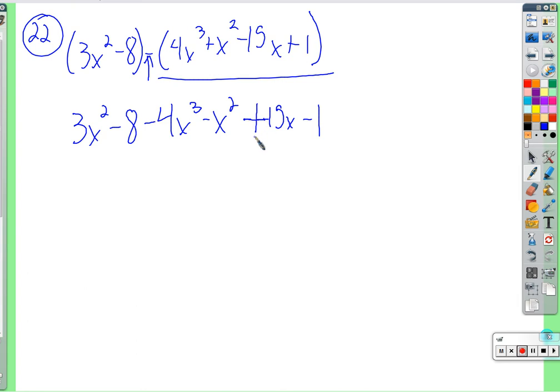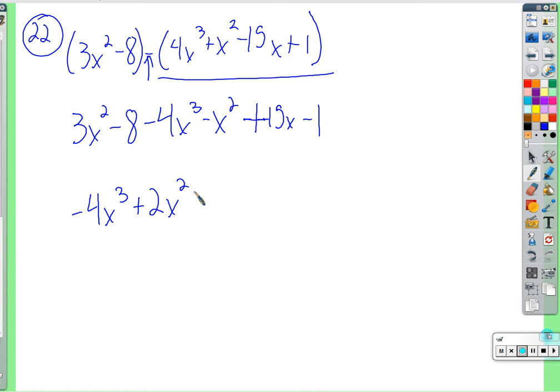And it's not that this is the right way, but it is the traditional way right now that we're going to collect like terms, and that would be to start with the highest power of x and then work our way down. So the highest power of x is what? 3. Highest power of x is 3. Are there any like terms with negative 4x³? No other x³s. Then we work down to x². You got 3x² and negative x², so how many x²? 2. Oh, it's negative.